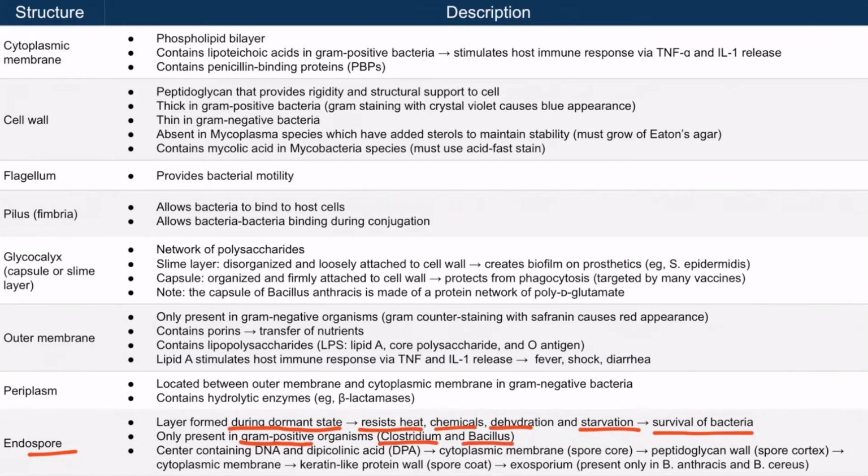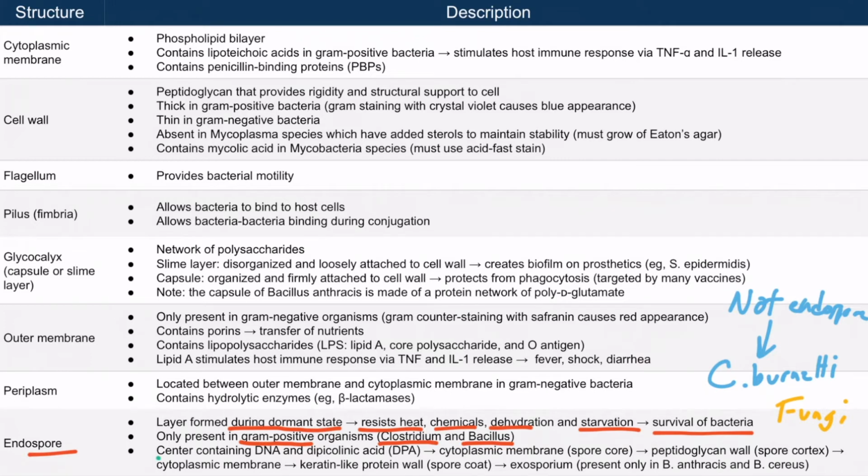As a side note, you're going to hear the term spore in other contexts. For example, Coxiella burnetii is a gram-negative organism that forms a spore-like structure to help it survive unfavorable conditions. However, this is not an endospore. Also, fungi will produce spores as part of their asexual life cycle, but this use of the word spore is very different from the endospores we're discussing here. With that understanding, let's dive in and discuss the structure of endospores.